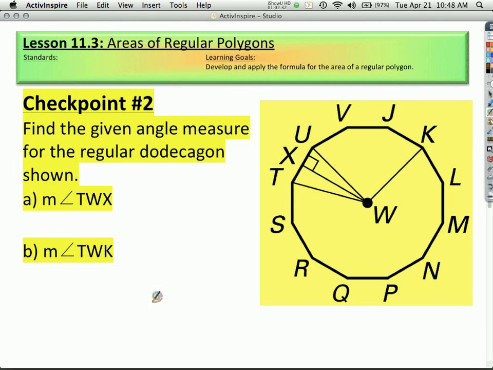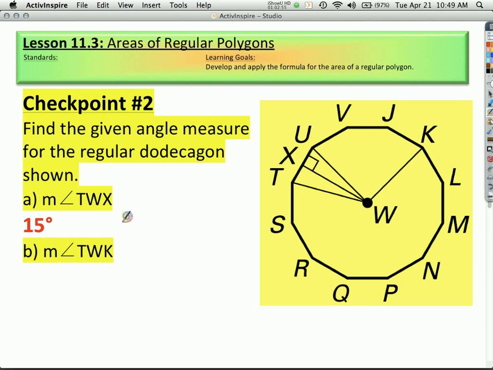What'd you get for the measure of angle TWX? I got student 8 and student 18. Student number 8. Student number 18. So it comes out to 15 degrees. Nicely done. What about the measure of angle TWK?